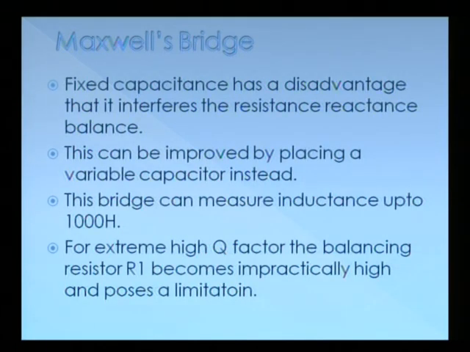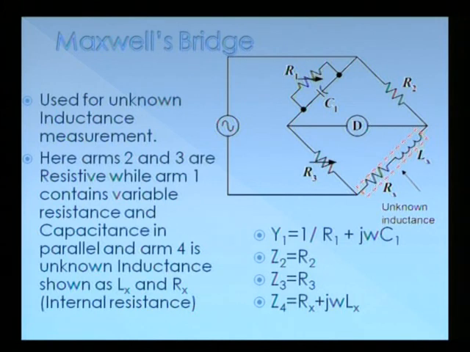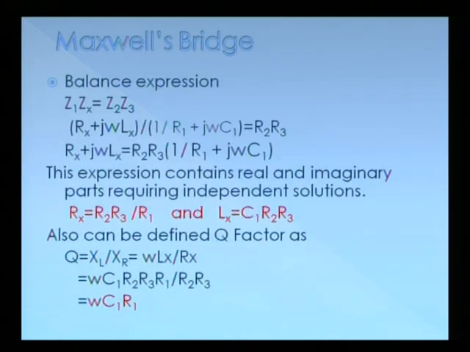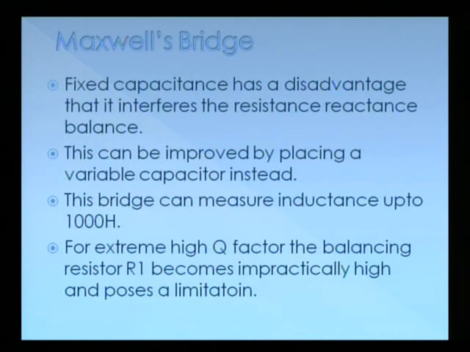For extremely high quality factor, the balancing resistor R1 becomes impractically high. Going back to the circuit, if we have a very high Q factor, then the resistance Rx becomes nearly 0 in the unknown arm, that is arm 4. Now this near 0 resistance has to be balanced by R1, which is in parallel with C1. So this requires a very high value of R1, and this becomes practically impossible because you cannot go beyond 10 mega ohms. So this practical limitation poses a limit on measurement of very high quality factor coils.